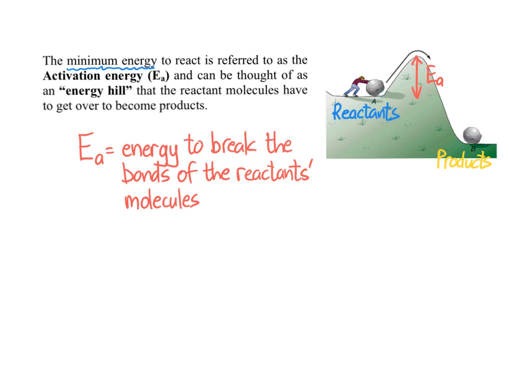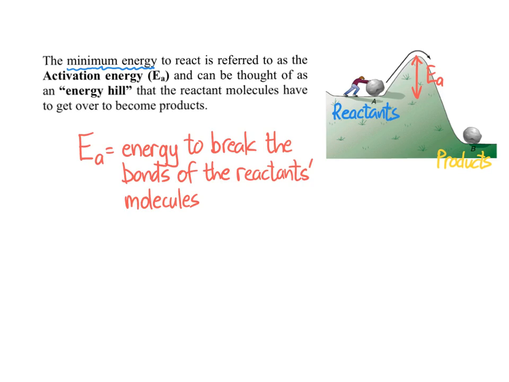So the main reason why we use this illustration is for you to get the idea that it doesn't happen easily in most cases in chemical reactions for the reactants just to become the products. There is a certain amount of energy that is required for the reactants to then change into products. So EA, the activation energy, is the energy required to break the bonds of the reactant molecules.